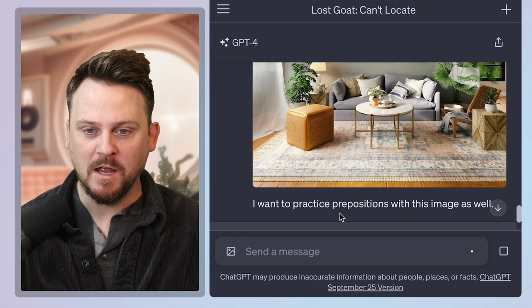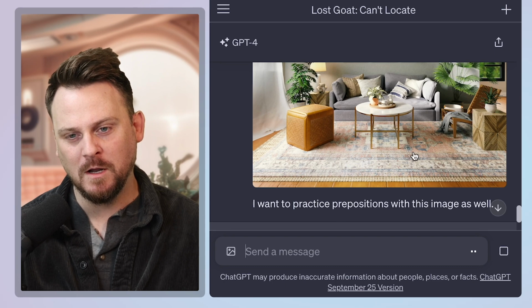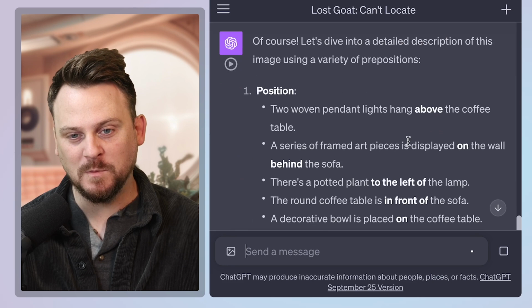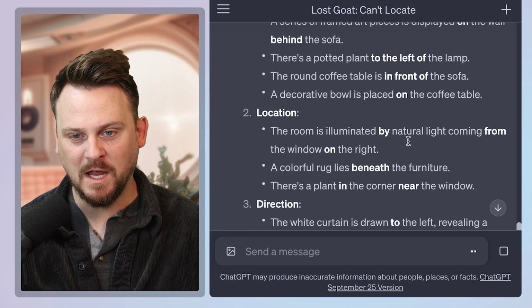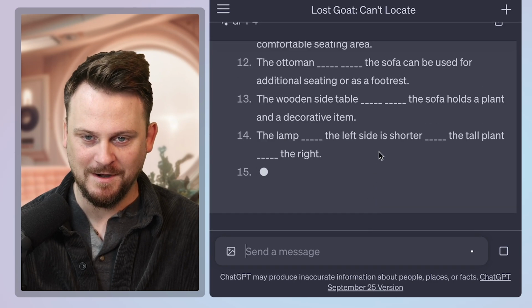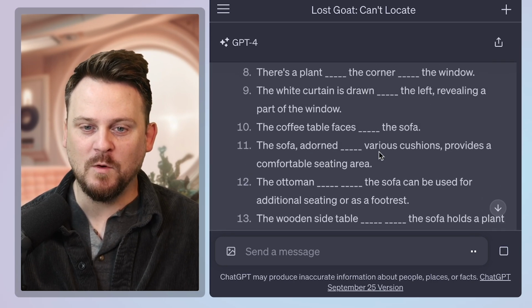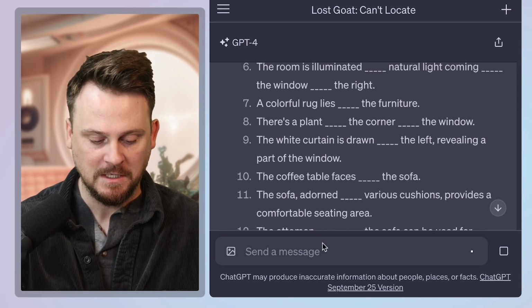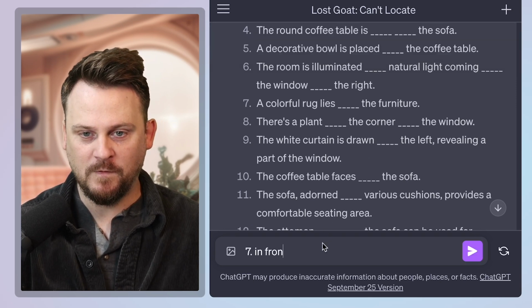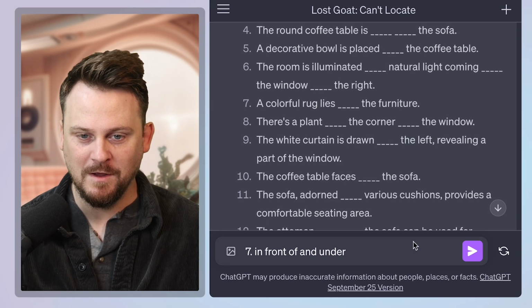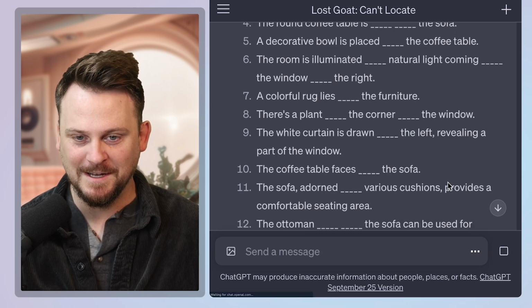I got to check. Okay, well, there's some furniture on the rug. And it's also in front of the furniture. I don't know how specific it's being. I want to say in front of and under, right? I'm going to risk it. So I'm going to do 7 in front of and under. Okay, let's see if 7 is correct. In front of and under.